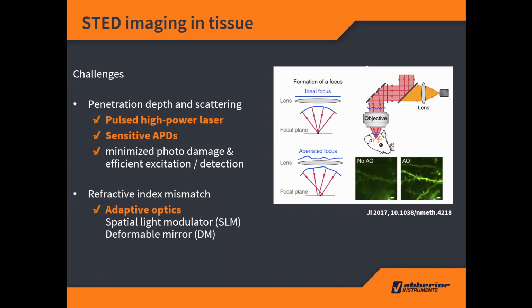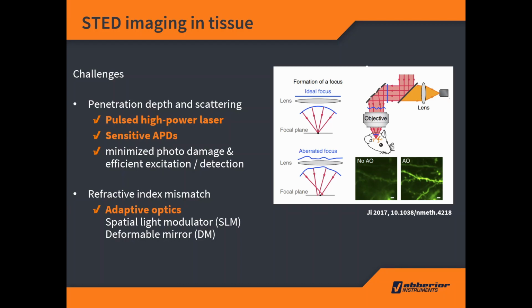Now, so far we have been looking at images of single cells. This is not very deep, and when you go to tissue, we go much deeper into the sample. But that brings challenges with it as well. For starters, the deeper you go, you get more absorption of the lasers and the fluorescence, but also scattering. What we do is we use pulsed high power lasers and very sensitive APDs for detection, so we get a bright image even if we have losses going deeper into the sample.